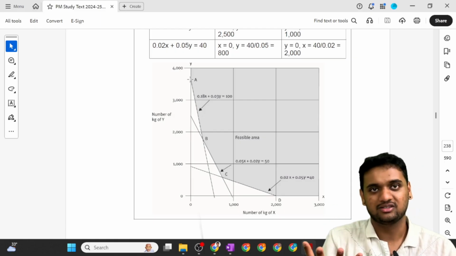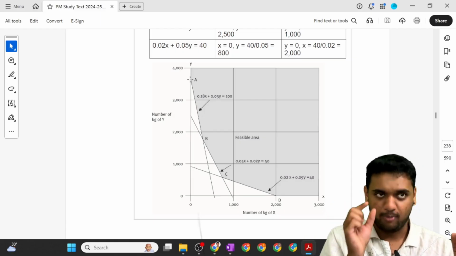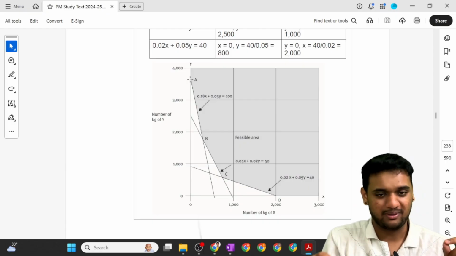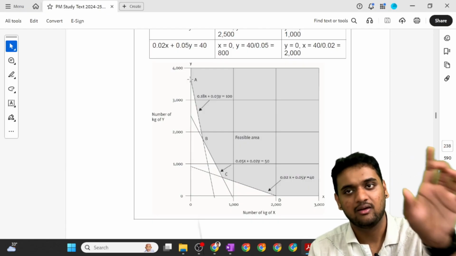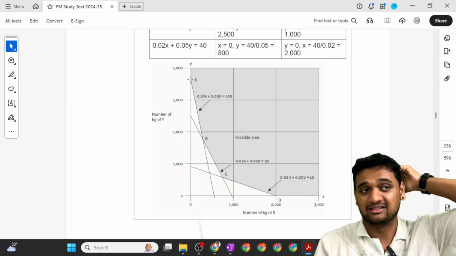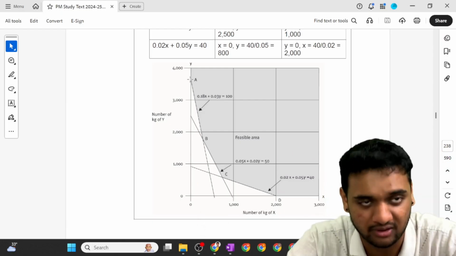For all these 4 points, find out the points, what the 4 points represent. Substitute in the total cost line, and whichever gives us the minimum cost, that will be the answer. Understood all of you? This is the result of this question.